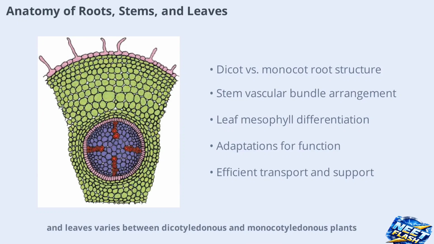Dicot roots typically have fewer xylem bundles and a small pith, while monocot roots feature many xylem bundles and a large, well-developed pith. Stems also differ. Dicot stems have vascular bundles arranged in a ring and a differentiated cortex, while monocot stems have scattered vascular bundles and undifferentiated ground tissue. Leaves are categorized as dorsiventral dicots or isobilateral monocots, with differences in mesophyll structure and stomatal arrangement. These anatomical features are adaptations to their respective environments and functions, ensuring efficient transport, support, and photosynthesis.